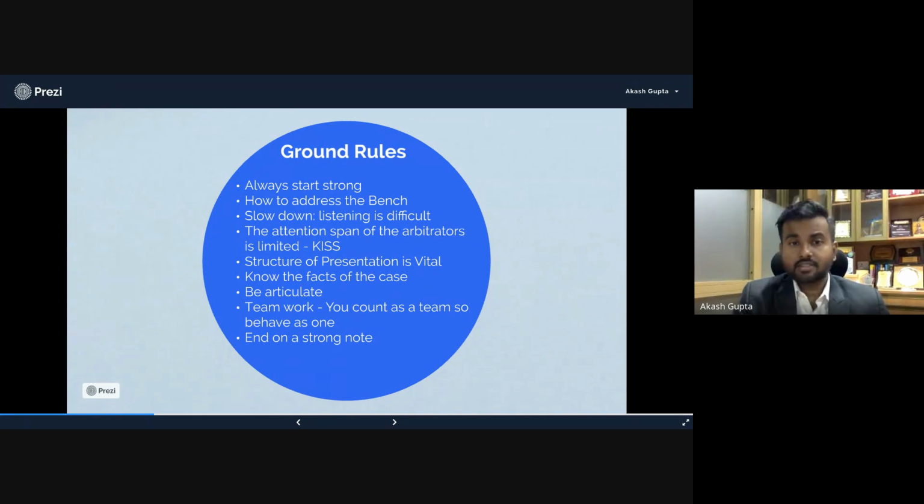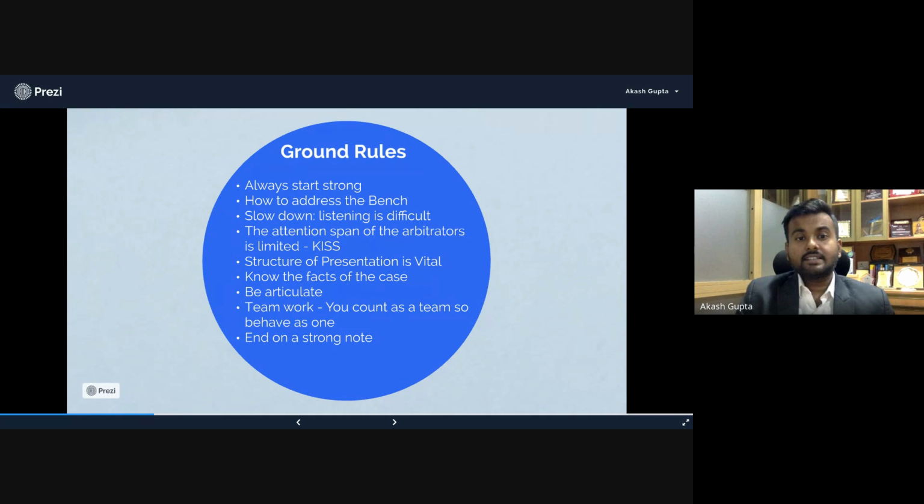When I say structure of presentation, it's more like the pointers. For example, I have two submissions to make. Starting with my first submission, I have 2 points to make, A, B. That's it. Then you start with the A part, then the B part, then you move to your second submission. Then it is very clear for anyone to understand that Akash is going to argue two issues. In both the issues, there are 2 pointers each. Okay. Be articulate, you have to be specific.